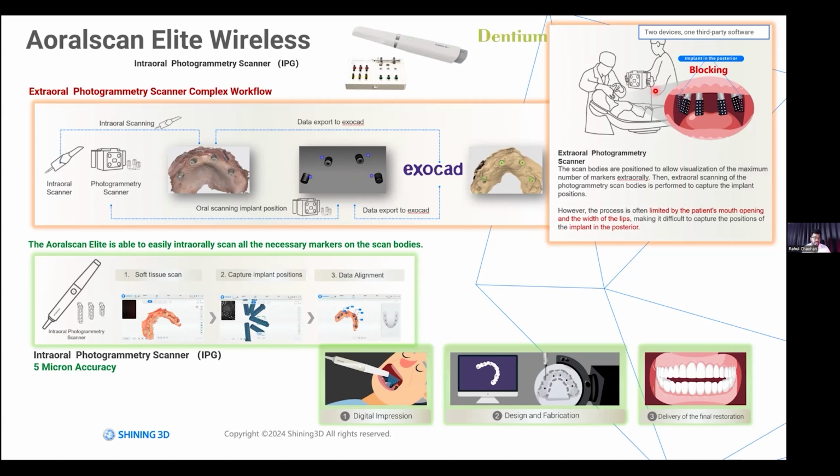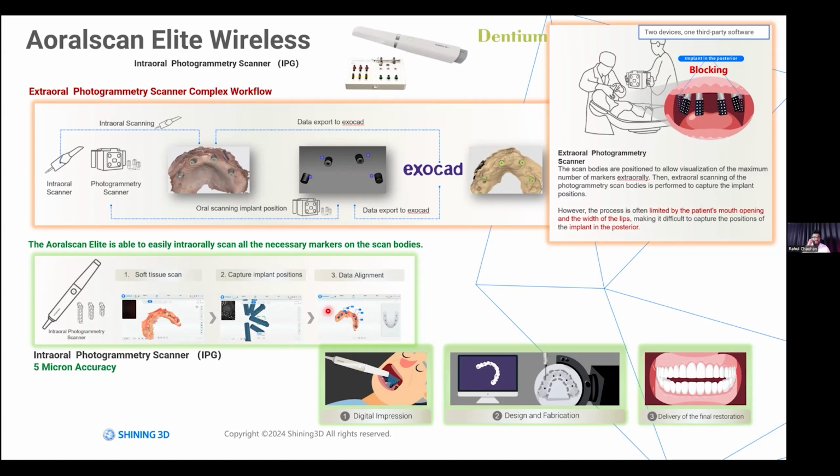So what we did, we introduced the world's first scanner which has intraoral photogrammetry. So what you need to do, you can scan soft tissue with our scanner, you can capture the implant position with our scanner, and you can align it within our software only. So very feasible, rather than the extraoral, which is very difficult for in-house practice.